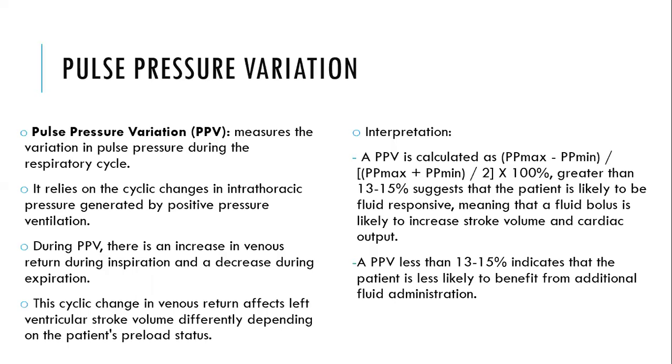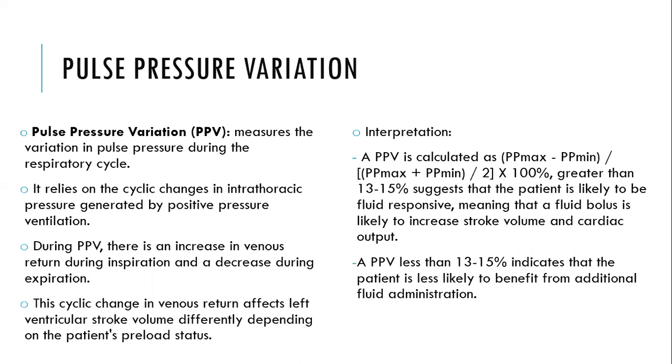All right, pulse pressure variation is calculated as the maximum pulse pressure minus the minimum pulse pressure, divided by the average of the two, and you multiply it by 100%. So if your pulse pressure variation is greater than 15%, it's suggestive that your patient is likely going to be fluid responsive. So a fluid bolus will likely increase stroke volume, cardiac output, and your mean arterial pressure.